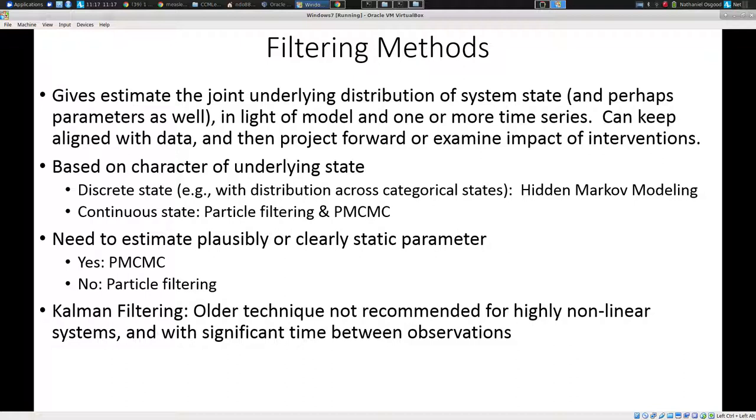Now, based on the character of the underlying state, I should have said this earlier, you'll do different things. If the state is discrete, for example, if you have categorical states, outbreak or not, or is the phone on person or off person, or is the person in a vehicle or not, or am I sitting, standing, lying down, or am I engaged in active, non-sedentary activity? If that's what you've got, these discrete states, not continuous states where you want to know how many people are susceptible or how many people are sourcing opioids from dealers out there. If what you have is categorical states, hidden Markov modeling is a very attractive technique.